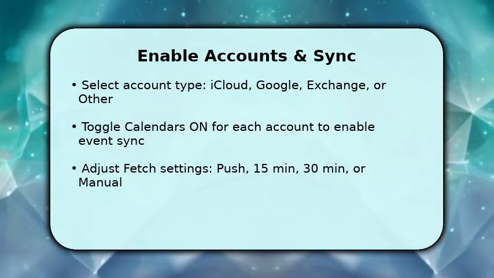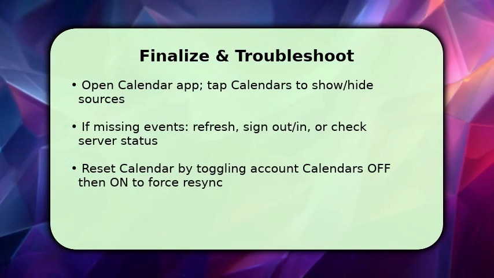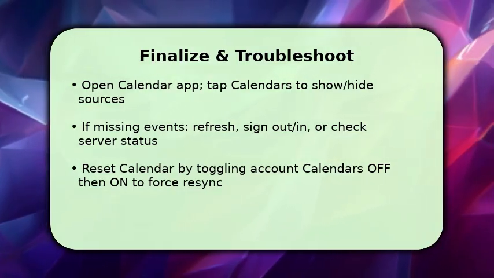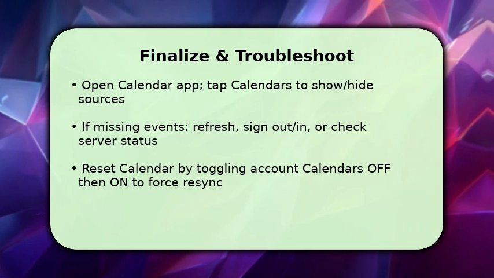After enabling, open the Calendar app. To finish, open the Calendar app and tap Calendars at the bottom to confirm your sources are visible. Select or deselect groups as needed.